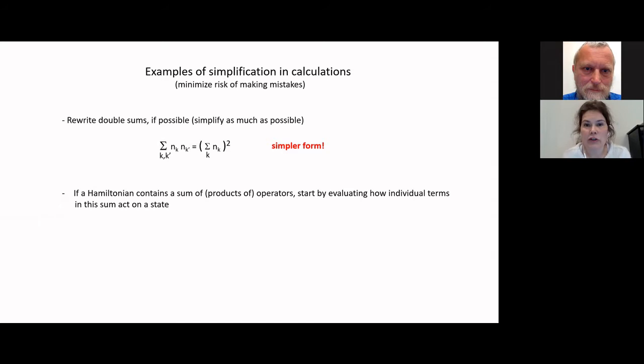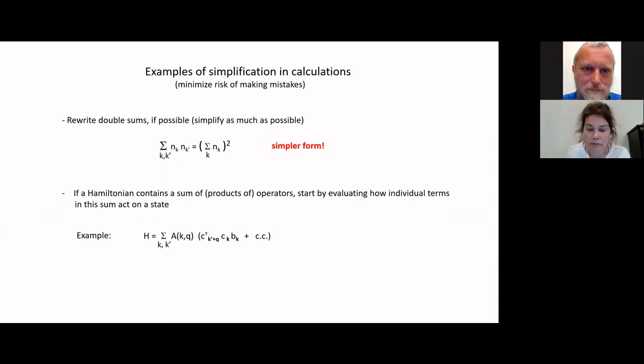We often see students that start to evaluate the whole sum in one go. They write out this Hamiltonian, all the terms explicitly, and then they have this huge Hamiltonian acting on a state, and it's terrible to look at. That's actually really true. So don't do that. Only take one term from the sum and let it act on the state.